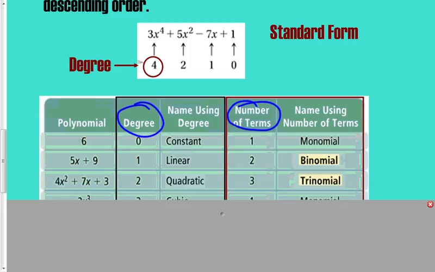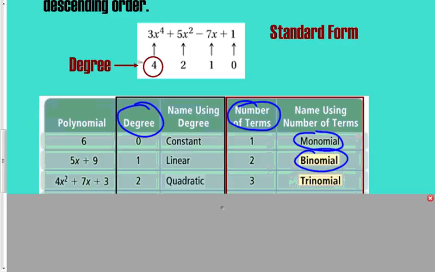So an example, this first example, we would say it would be a 0-degree monomial. It is a constant, so it's a 0-degree. We could call it a constant, but it is a monomial. So, second one, we have two terms, which would be a binomial, and it is a degree of 1. So first degree binomial, or you could say it's linear, because that would make a linear equation. Third one is a second degree, highest one is 2, trinomial.